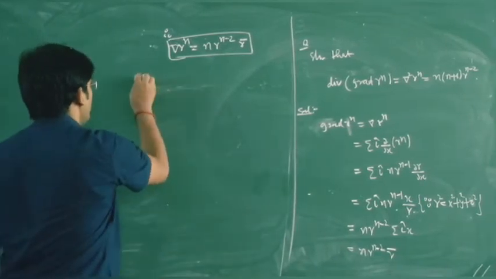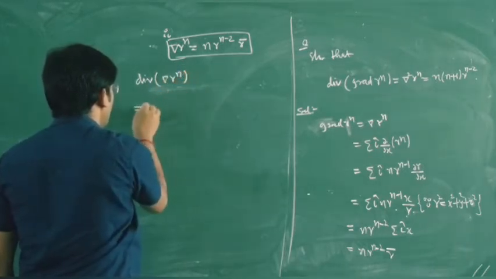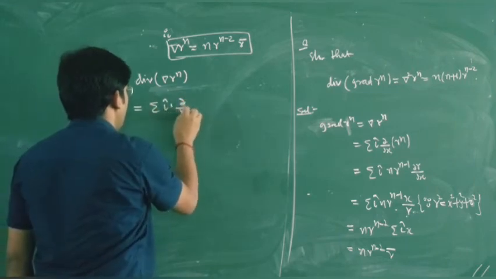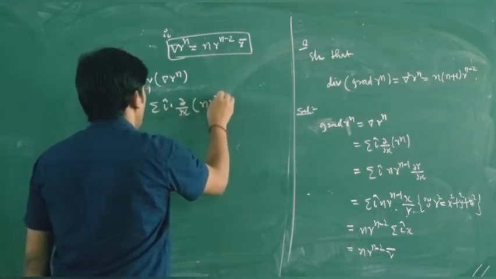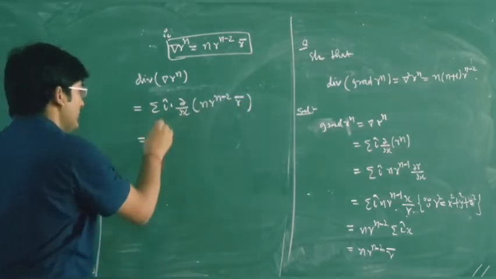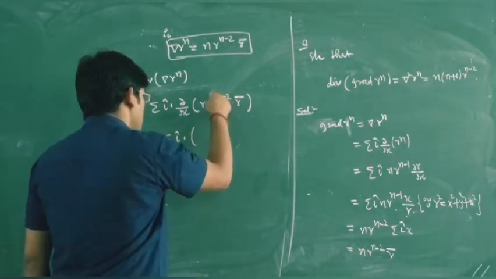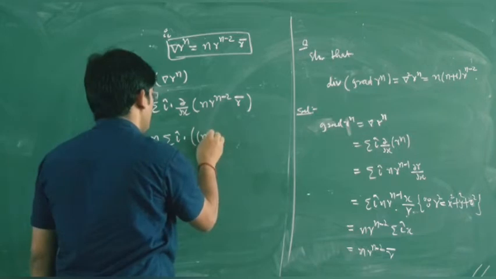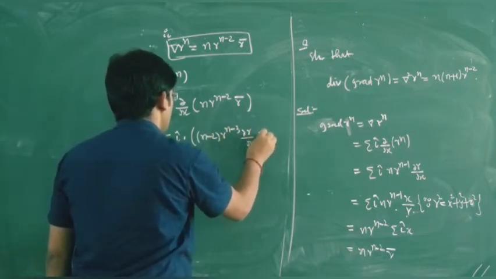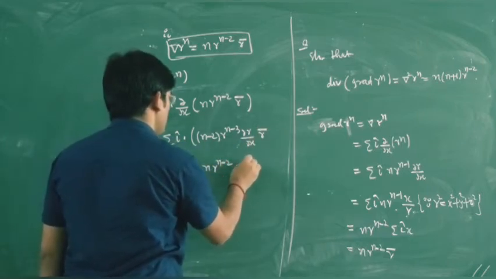So divergence of grad r power n is equal to summation i dot del by del x of this bracket n into r power n minus 2 into vector r. Now we can take this n outside, so we have i dot, now the differentiation of r power n minus 2 will be n minus 2 into r power n minus 3 into del r upon del x. Then we will have vector r, then n into r power n minus 2 into the differentiation of vector r, del r upon del x.